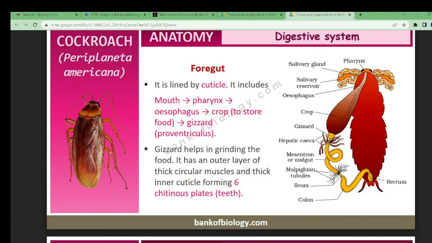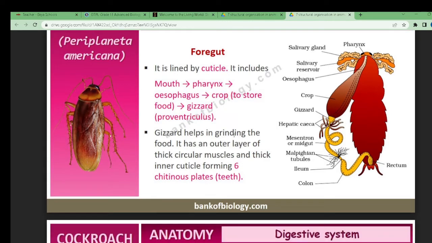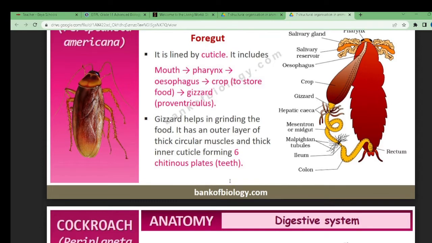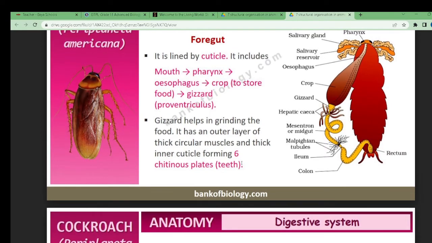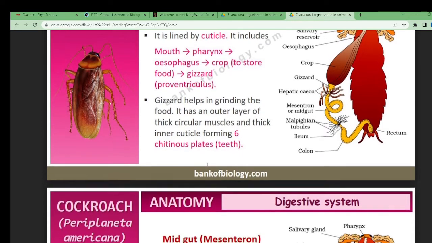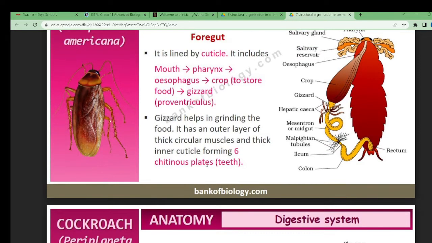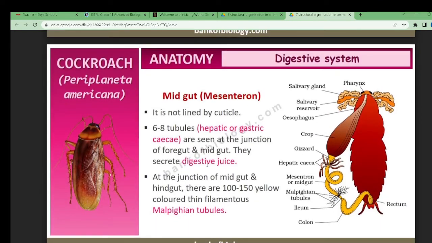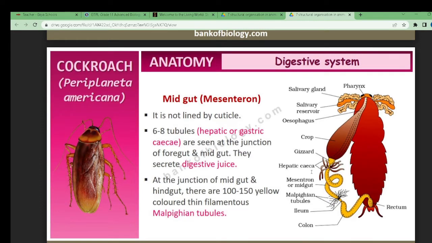The upper part starts from the mouth, then the pharynx, then the salivary gland, then the oesophagus, crop, and gizzard. This gizzard helps in grinding the food. It has an outer layer of thick circular muscles and a thick inner cuticle forming six chitinous plates. So teeth are there. In the inner cuticle, the six chitinous plates are nothing but the teeth.